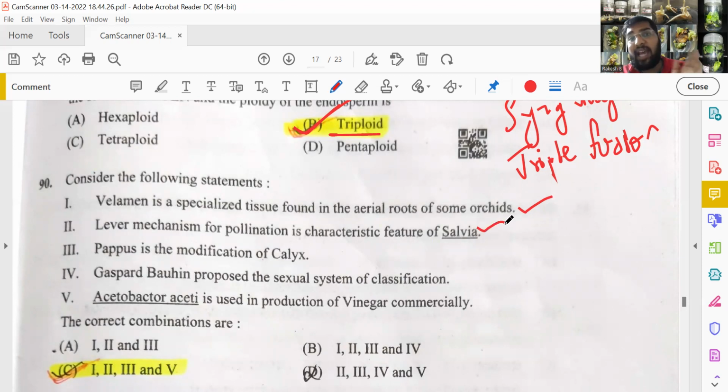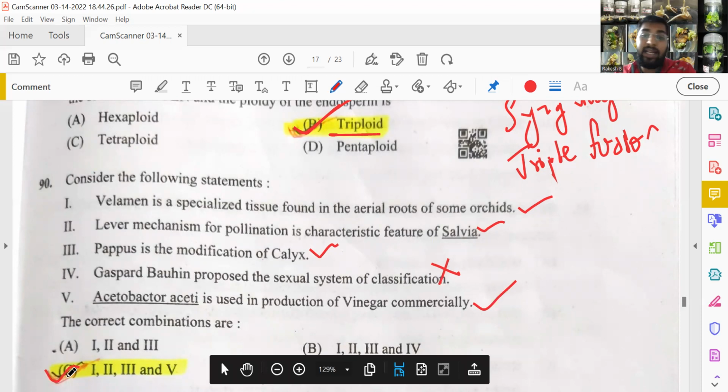Pappus is a modification of calyx. In Asteraceae, you can find small hairy growths; they are called pappus. That is also a modification of calyx. It's very true. Gaspard Bauhin proposed a sexual system of classification. It was Carolus Linnaeus who proposed the sexual system of classification. So this is wrong. Acetobacter aceti is used for commercial production of vinegar. Yes, it is also true. So based on this, option C is the right answer.